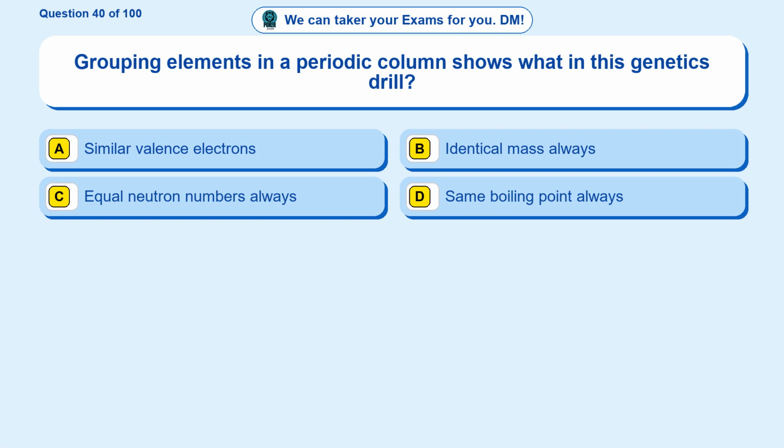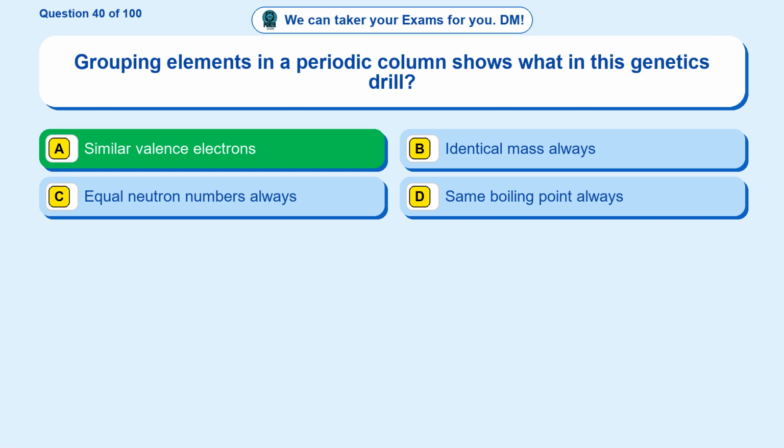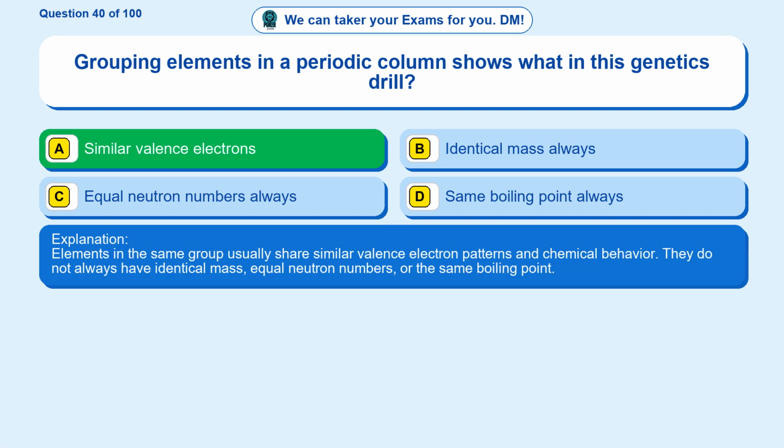Question 40. Grouping elements in a periodic column shows what in this genetics drill? Option A, similar valence electrons. Option B, identical mass always. Option C, equal neutron numbers always. Option D, same boiling point always. The correct answer is option A. Similar valence electrons. Elements in the same group usually share similar valence electron patterns and chemical behavior. They do not always have identical mass, equal neutron numbers, or the same boiling point.